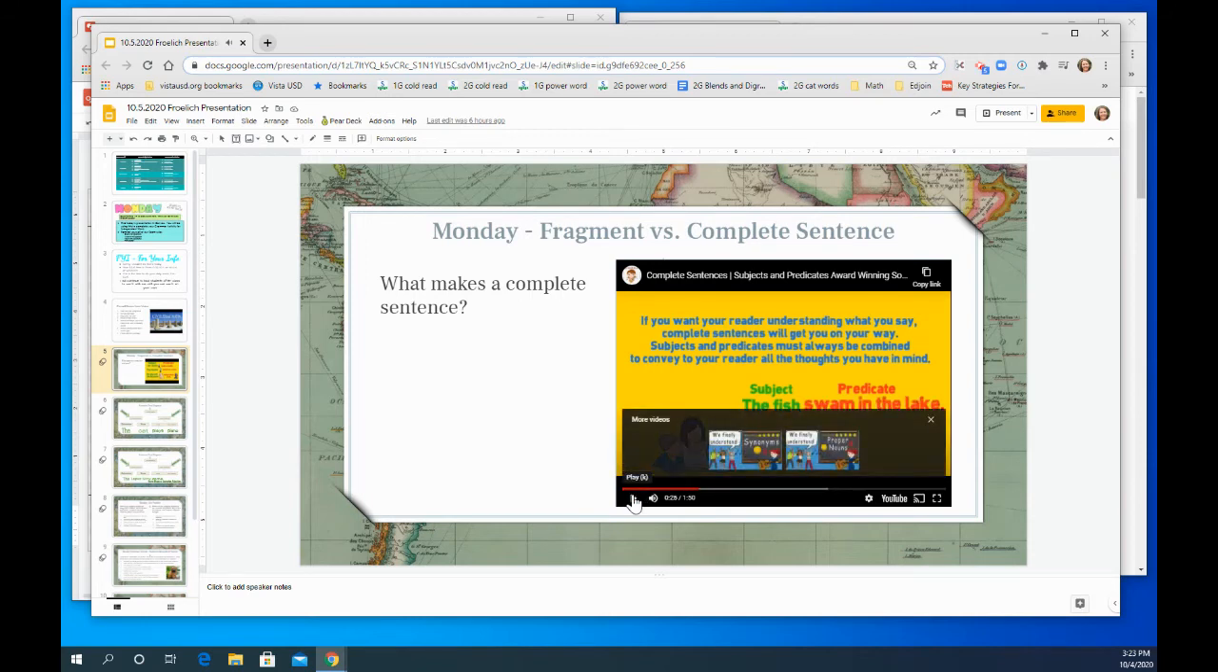So, a complete sentence is made of a subject and a predicate. You can see the example sentence says the subject is the fish and the predicate is swam in the lake. We're going to talk about this a little bit.